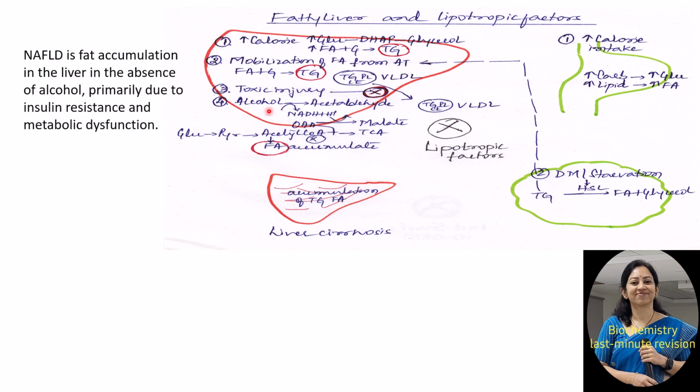One more condition is non-alcoholic fatty liver disease. Here fat accumulates in the liver in the absence of alcohol consumption, mainly because of insulin resistance, which has been explained in the previous slides.